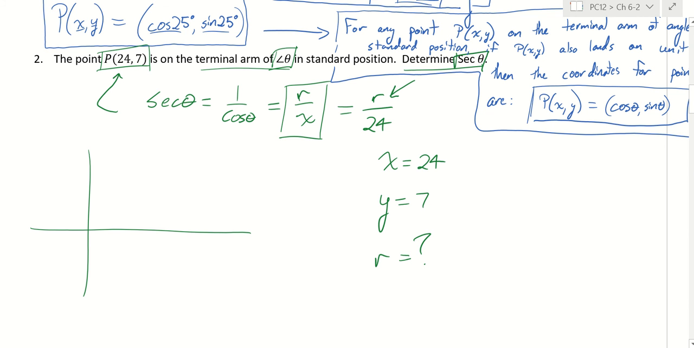So let me estimate visually where point P could be with relatively similar scales on my x and y axes here. Here I have an x-axis, here I have a y-axis. So I'm going to draw this point. Let's say this is point P. I'll draw it a little below. This is point P. It's where x equals 24, y equals 7. This is lying on a terminal arm of some angle theta in standard position.